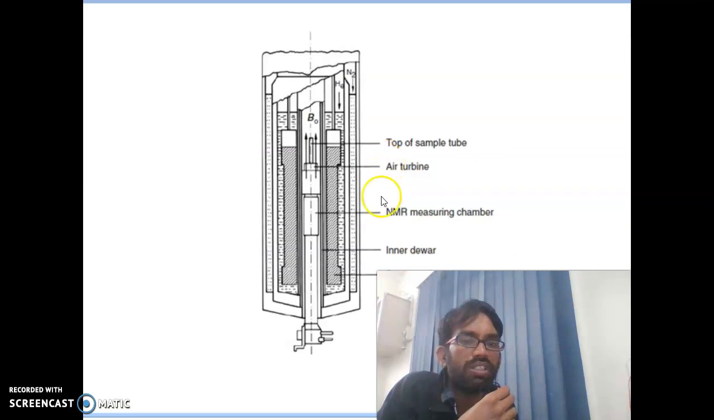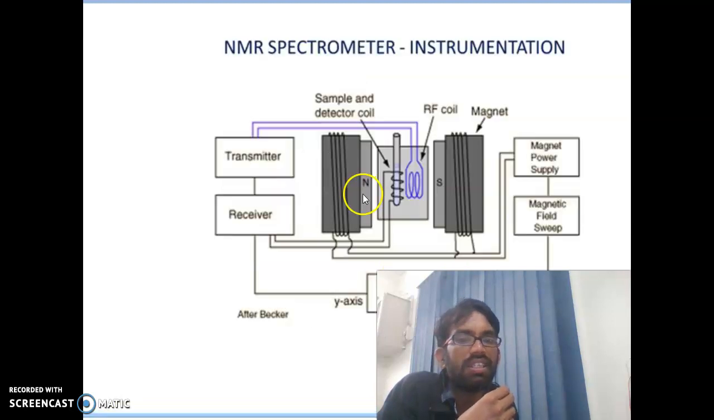Then you can see the outer part of the NMR spectrometer. You can see the top of the sample tube, then air turbines, the NMR measuring chamber here, and the inner dewar and superconducting solenoids. Then you can see the NMR spectrometer instrumentation, generally the block diagram of NMR spectroscopy. You can see the sample and detector coils and the RF coils, the two magnets, magnetic power supply, magnetic field sweep, and the transmitter, then the receiver goes through X and Y axes to the recorder. This is a block diagram of an NMR spectrometer.